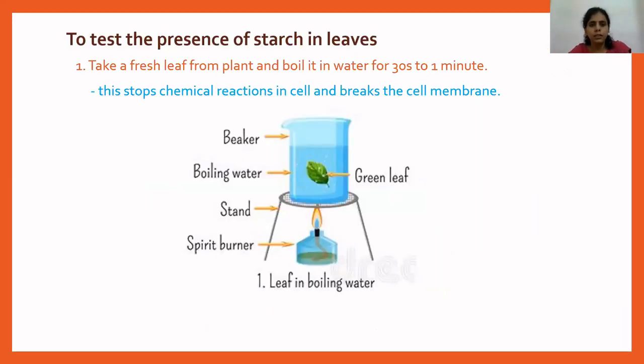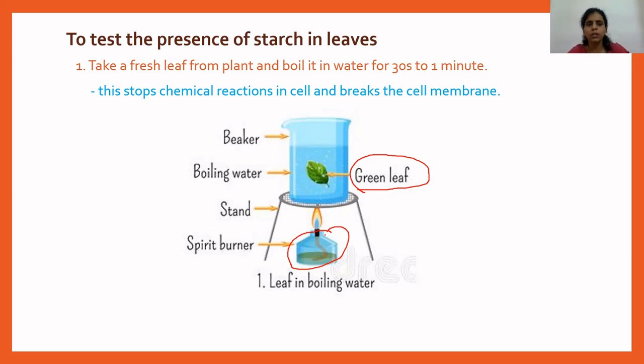In order to test the presence of starch in a leaf, the materials you require are, first, a beaker, then a stand on which you will keep the beaker. You require a green leaf, the leaf in which you're testing the presence of starch. You require a source of heat, which could be a spirit burner, a Bunsen burner, or a normal electric heater. We just require a source of heat so that we can boil water, and further on boil alcohol.